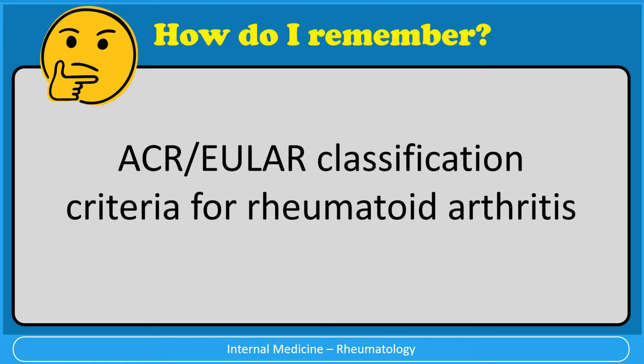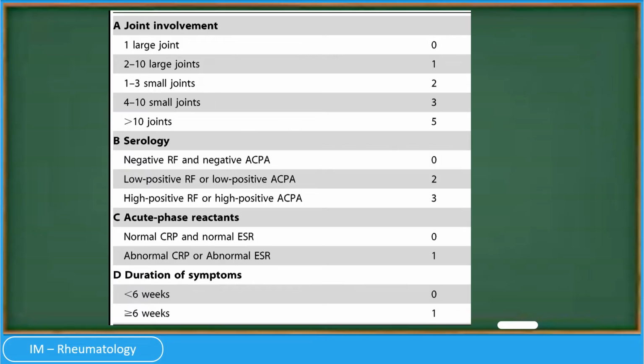Hi, I'm Doc July, and this is how I remember the ACR-ULAR classification criteria for rheumatoid arthritis. Take note that this is a classification criteria and not a diagnostic criteria. This table summarizes the classification criteria. The major components are joint involvement, serology, acute phase reactants, and duration of symptoms.